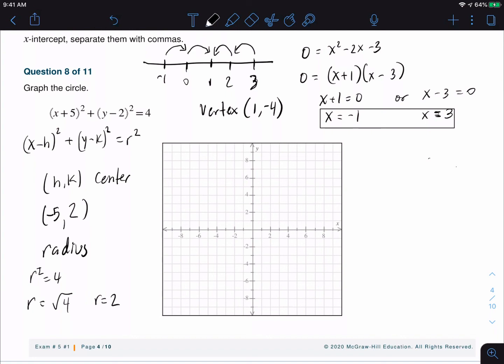So now to graph this thing, I need to go to negative 5, up 2. So there is my center. And now what I have to do is have a radius of 2. So I'm just going to do the easy ones. 2 away, 2 away, 2 away, and 2 away. And then draw my circle. And that's the graph. Okay?